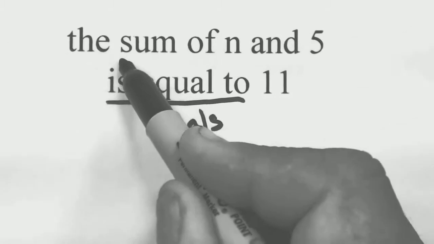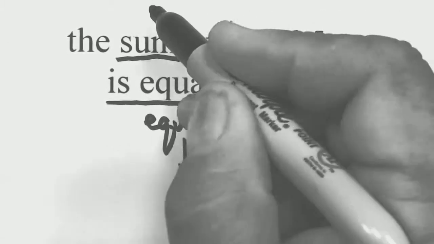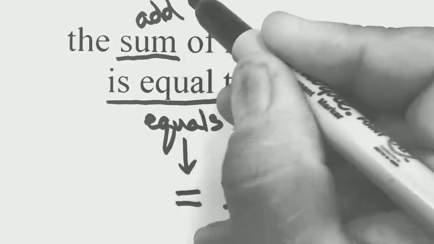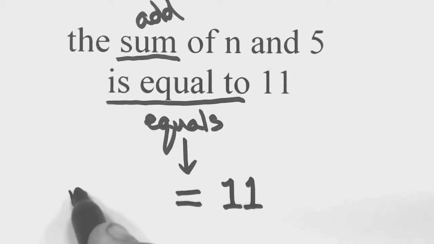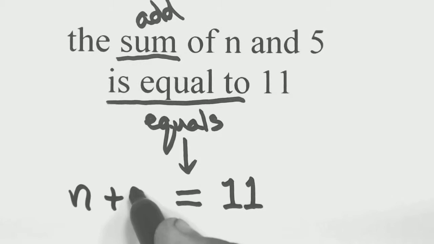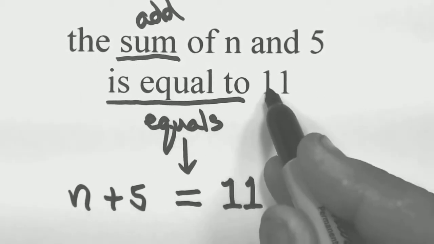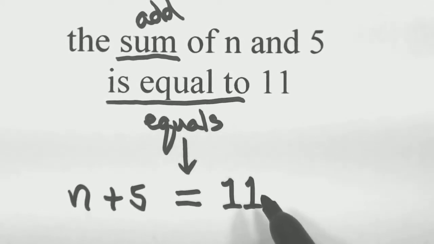Well, sum, of course, is the word in math that means add, so we know we're adding n and 5. Simply add n and 5, n plus 5. That's to the left of the equals, so it's the left side of the equation. The 11 is on the right side, so it's not difficult to do these.